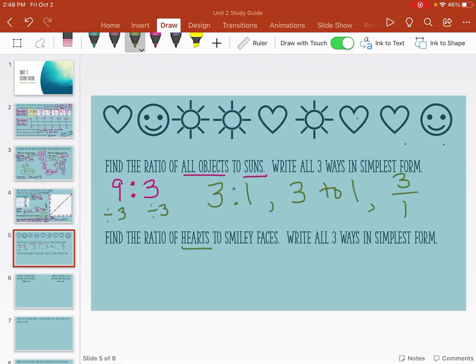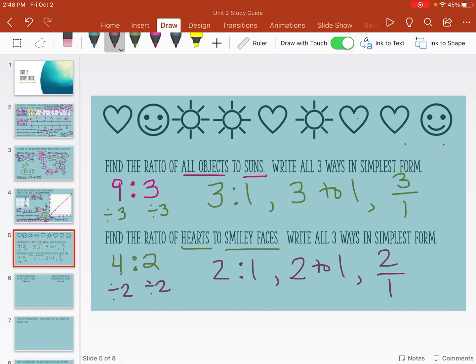Then we have the ratio of hearts to smiley faces. So hearts, there are 4 hearts. And then smiley faces, 2 smiley faces, so 4 to 2. Again, we can simplify. Both of these are divisible by 2. So 4 divided by 2 is 2, and 2 divided by 2 is 1, so 2 to 1, 2 to 1, and 2 to 1, all 3 ways.